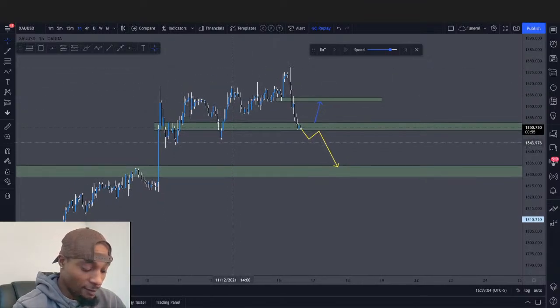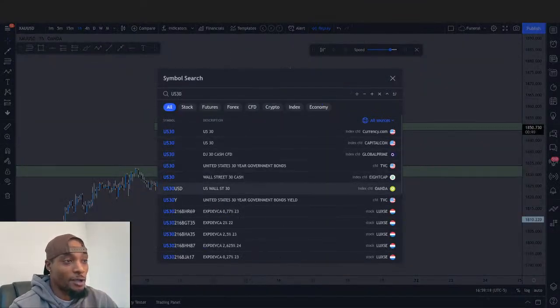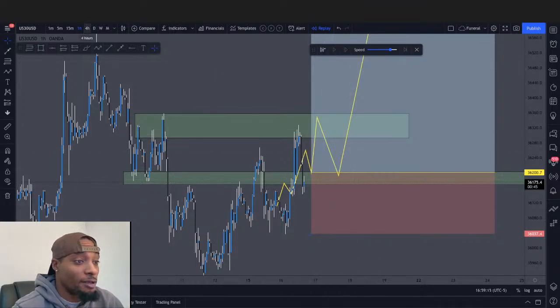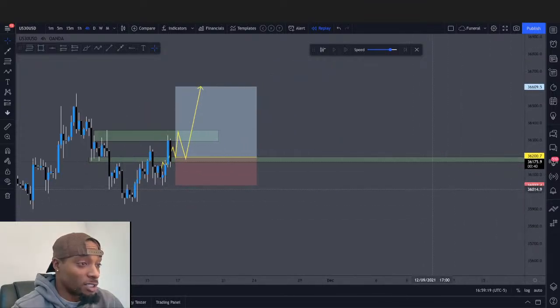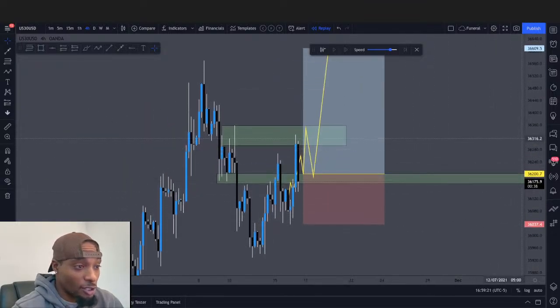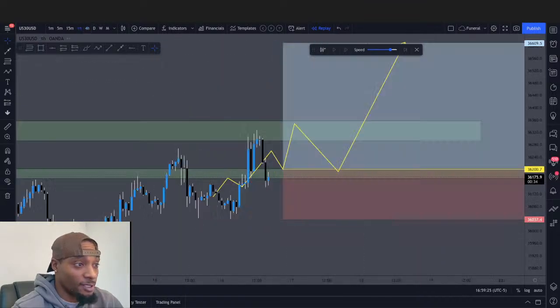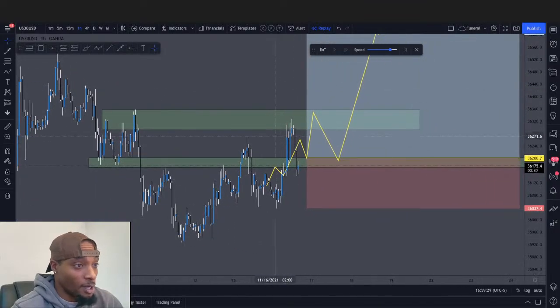What else do we have? US30. Let's look at some US30. The Dirty 30. What did I have on the Dirty 30? Oh, just looking for some breaks of structure. I think everything was done on the lower time frame, on the hour. I do believe what I was looking for was price to just come back.